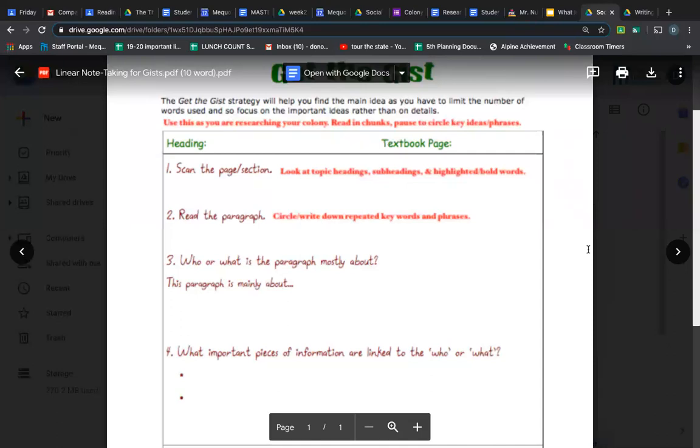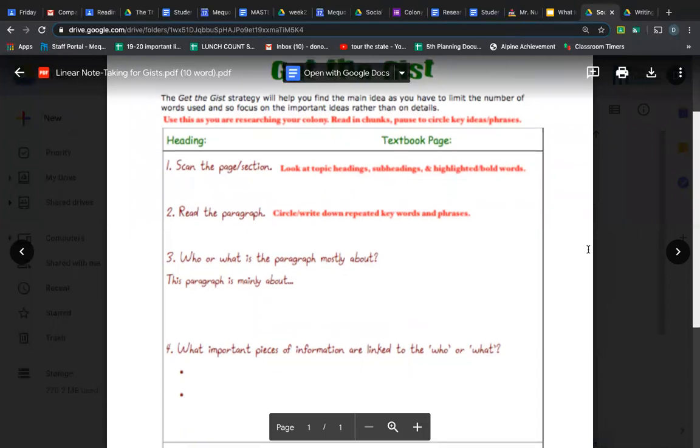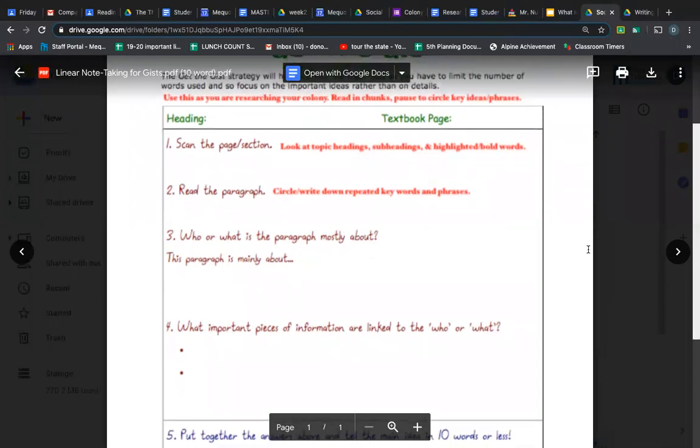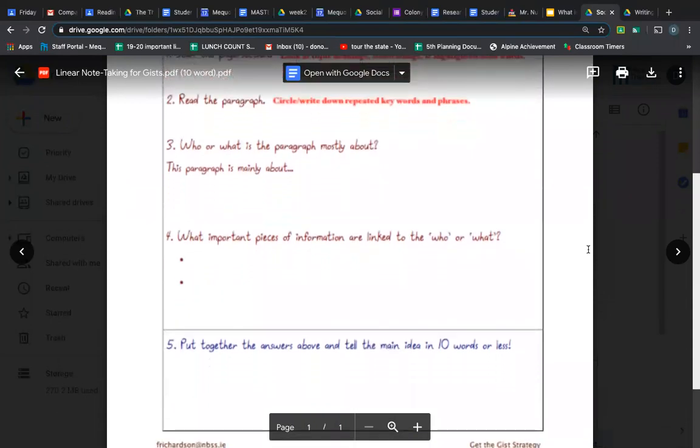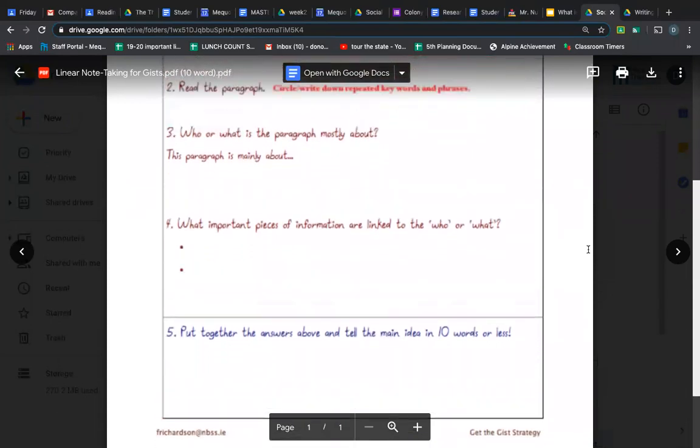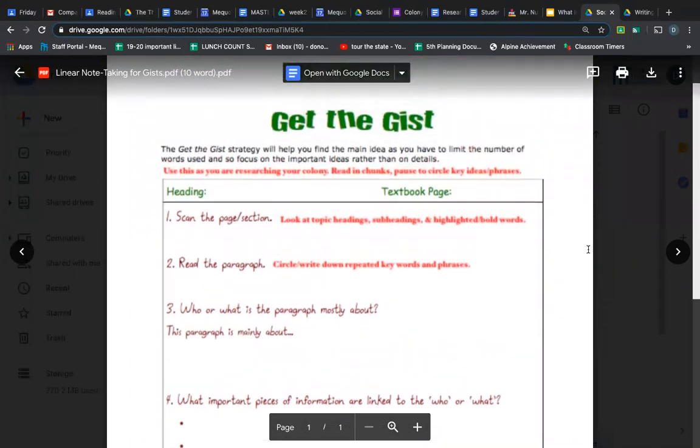We believe in your abilities. You're going to find lots of great information about your colony, and later you'll hear about how you'll be sharing it out. But this week, focus on those topics and those main ideas to really describe for another reader, a listener, what your colony is all about. We look forward to hearing about it.